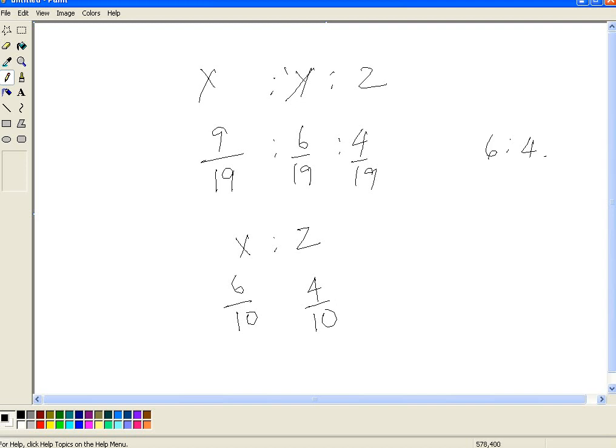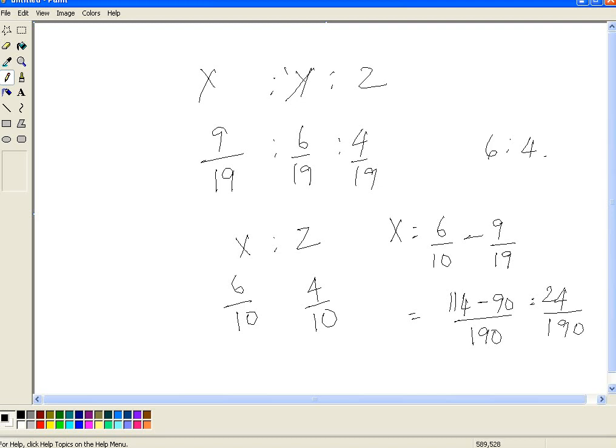Right? Now they're asking us to calculate the gaining ratio. So the gaining ratio of X will be 6 by 10 minus 9 by 19. Okay, so we'll take the LCM as 190. So 19 into 6, 114. It's 114 minus 90, which is equal to 24 by 190.